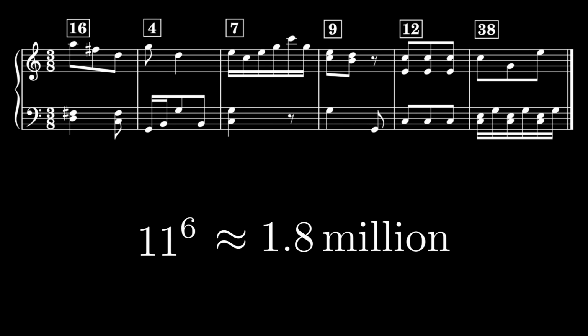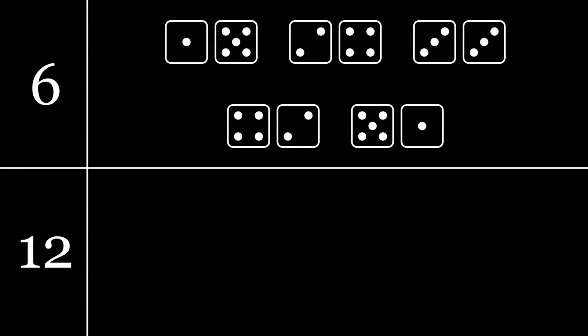But despite this large number, not every measure has the same likelihood of being selected. Rolling a 6 is much more likely than rolling a 12, since there are 5 different ways to roll a sum of 6, while there's only one way to roll a sum of 12.